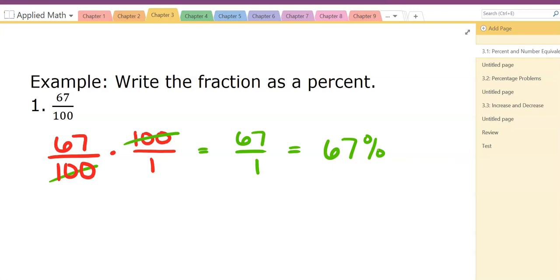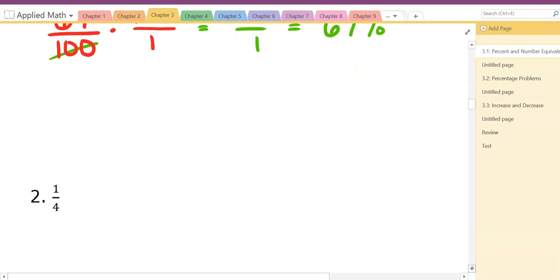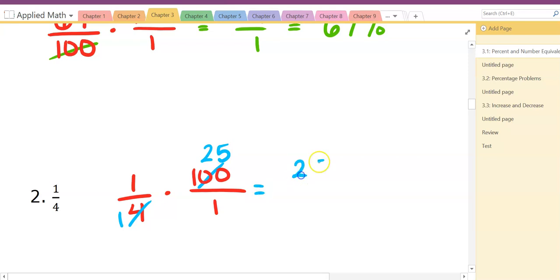Now if it's not written out of 100, you can still set it up the same way. So if we look at number 2, it says a fourth. So it's not 1 over 100, so I'm not going to say 1%. But I can still set it up as 1/4 times 100 over 1. And then I can reduce. So how many times can 4 go into 100? 25 times. So now this would say 25 over 1, which is the same thing as 25%.